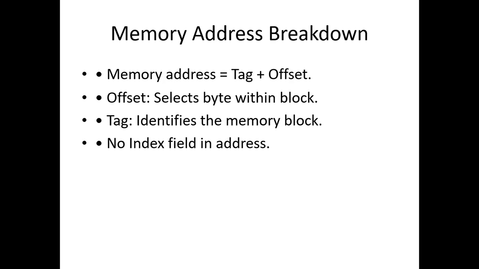Now let's break down the memory address. We said the memory address is equal to the tag plus the offset. The offset selects the byte within the block, the tag identifies the memory block, and as we said, we don't have any index field in the address.